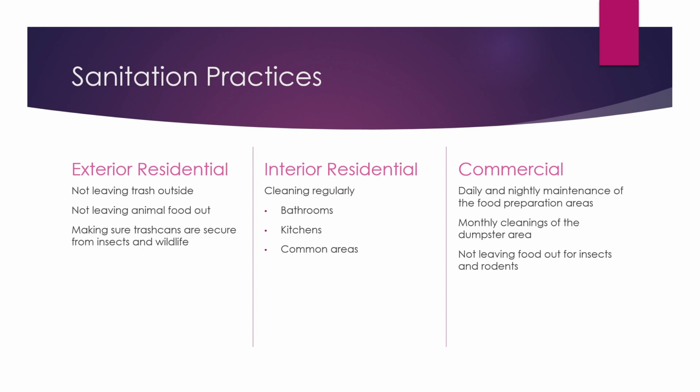Okay. Monthly cleanings of the dumpster area. Make sure that they do this because if they have a pressure washer, they can have an employee go out there and pressure wash it. You know, maybe take a broom with some Dawn soap and scrub the concrete, whatever they need to do, some degreaser, and then also not leaving food out for insects and rodents.